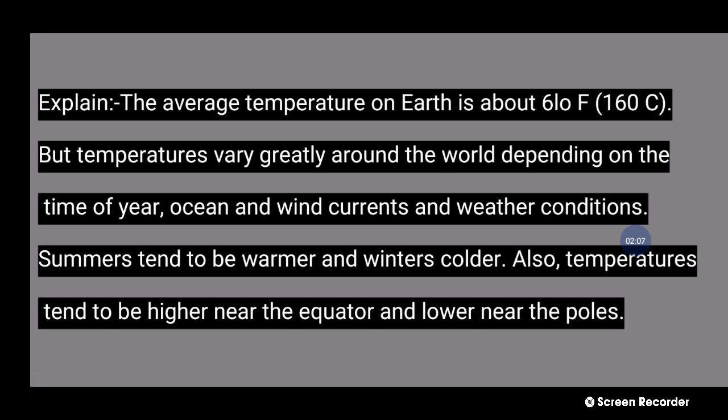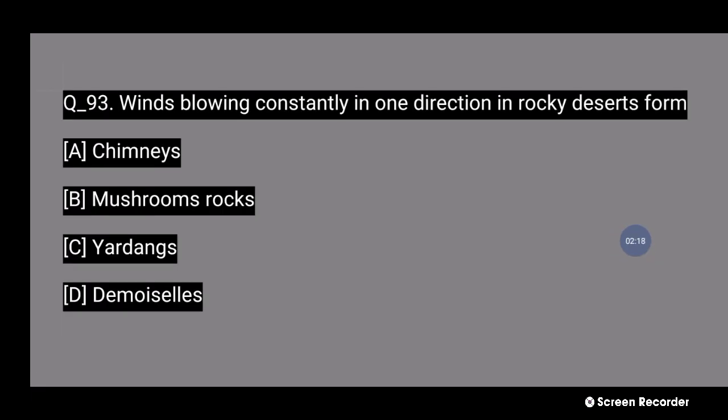Summers tend to be warmer, the winters colder. Also, temperatures tend to be higher near the equator and lower near the poles. Next question, 93 number question কি বলছে, wind blowing constantly in one direction in the rocky desert forms. এই চারটি অপশনের মধ্যে কোনটি হবে?